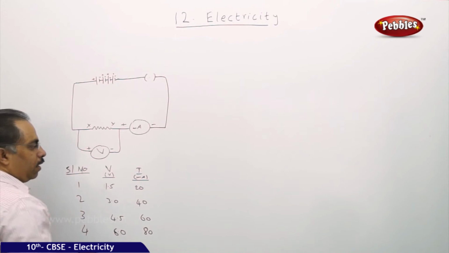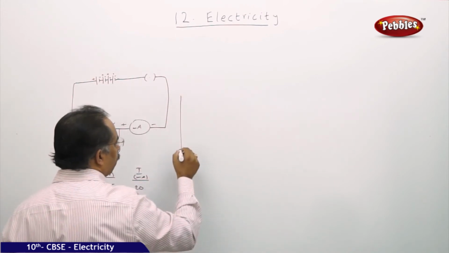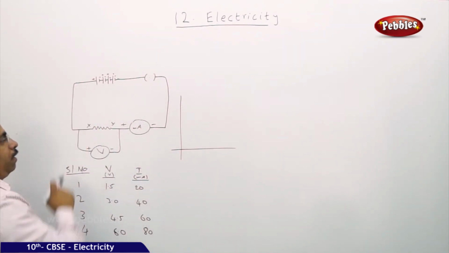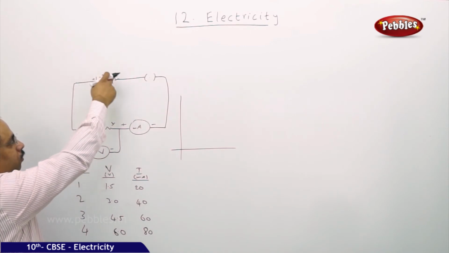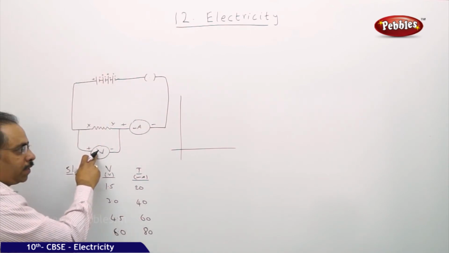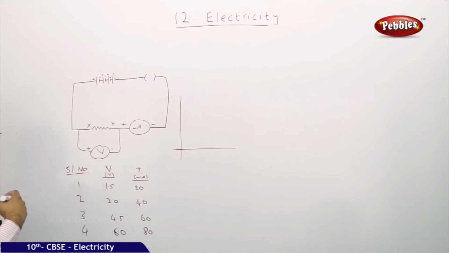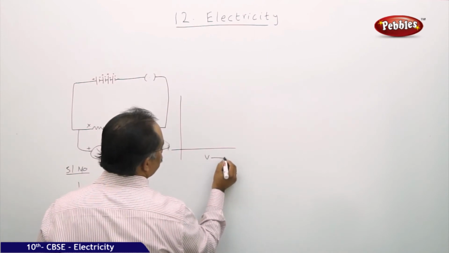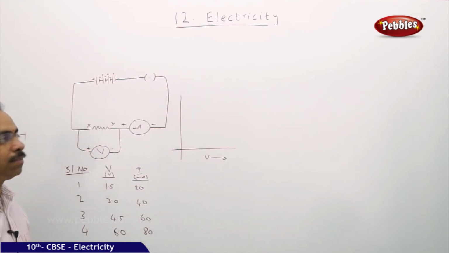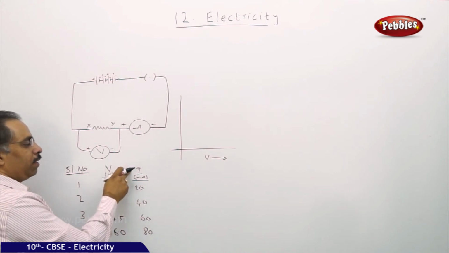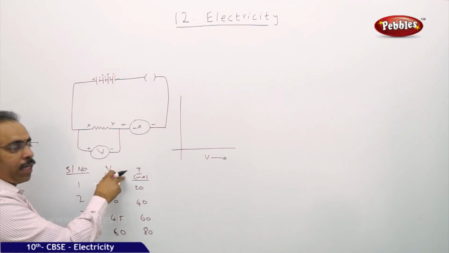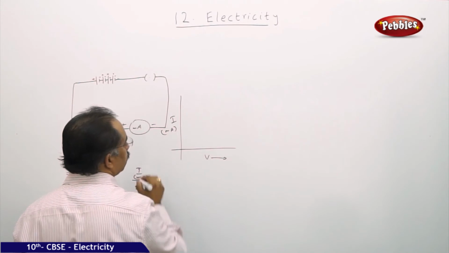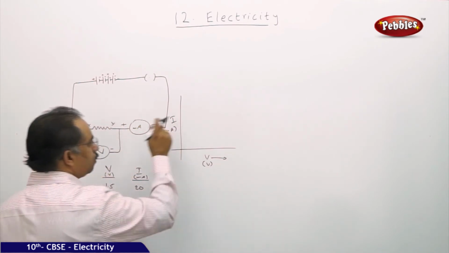Now I'll plot a graph. What I am changing on my own is the battery. According to the battery changing positions, I am increasing the potential difference. So this potential difference is what I am changing at my wish. I will take the potential difference across the x-axis. And what I am measuring is a dependent quantity. So electric current I will take along the y-axis. This is in volt and this is in milliamps.